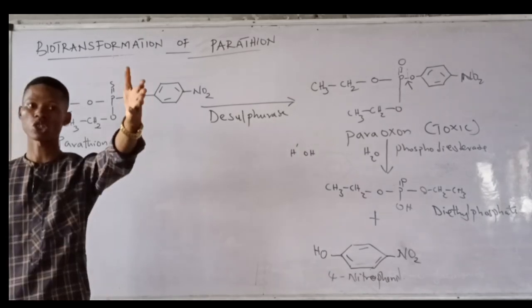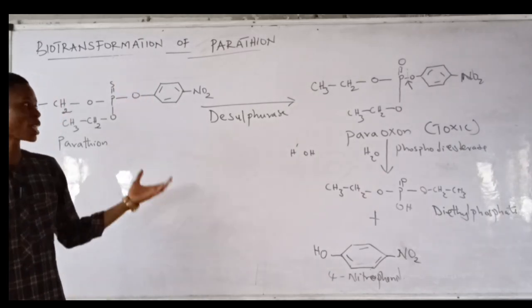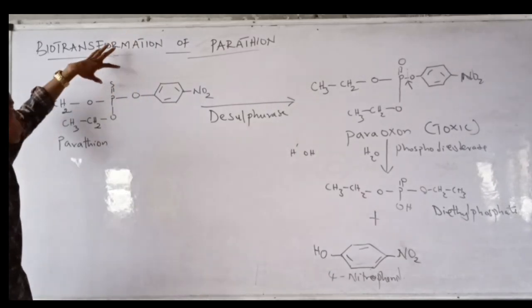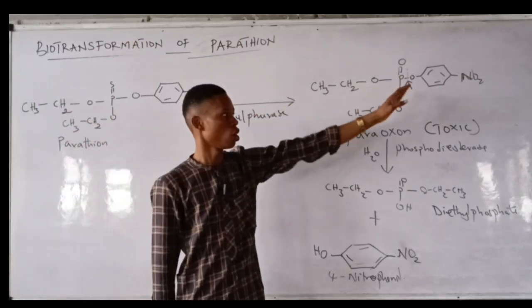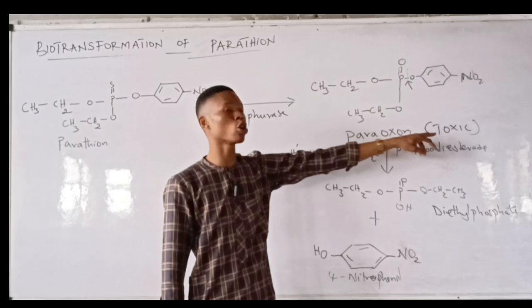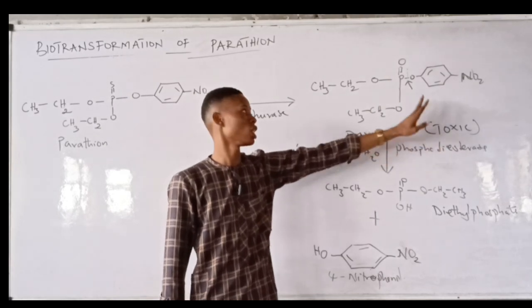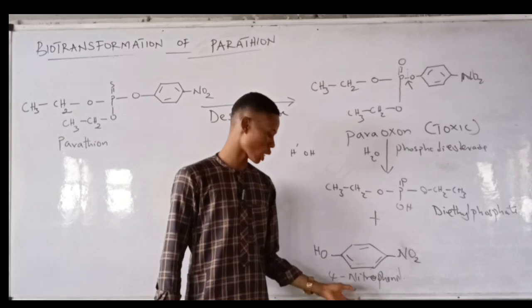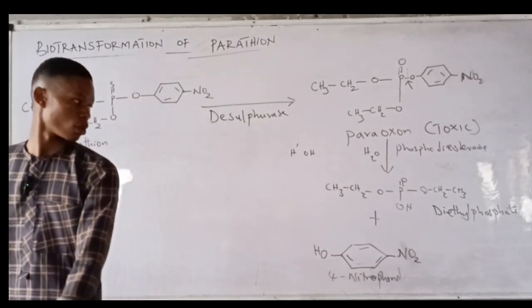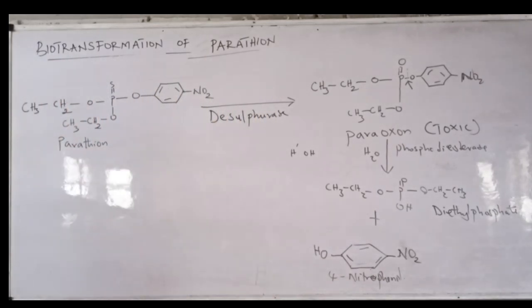You saw it in the past station there. So first, it undergoes desulfuration, removal of sulfur group to form para-oxone. From para-oxone now, since this is more toxic than the parent compound, it is broken down into two new compounds, diethyl phosphate and 4-nitrophenol.